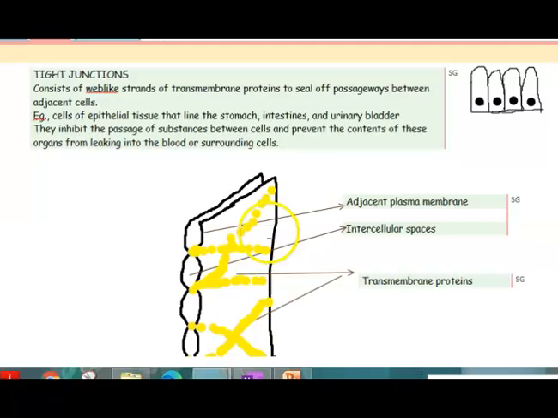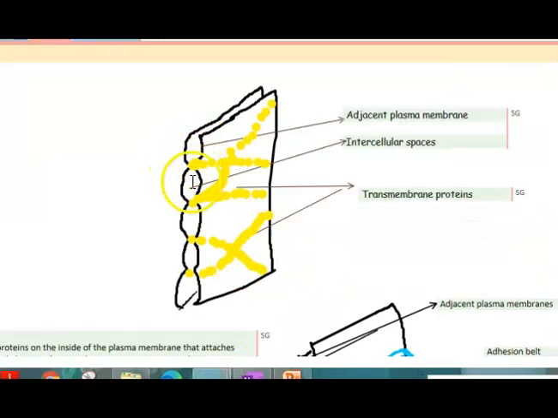So, as I have already told, the membrane proteins are present on the outer plasma membrane. These transmembrane proteins of adjacent cells bind these two cells very tightly as shown in this figure. You can see the intercellular space is very small. That is, the cells are very tightly bound so that nothing can escape between these two cells. So this is called a tight junction.